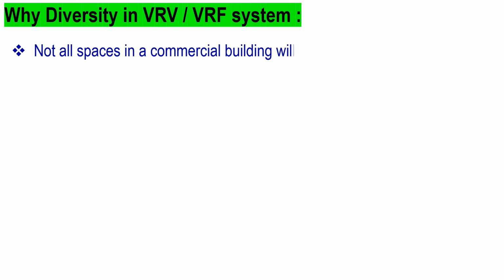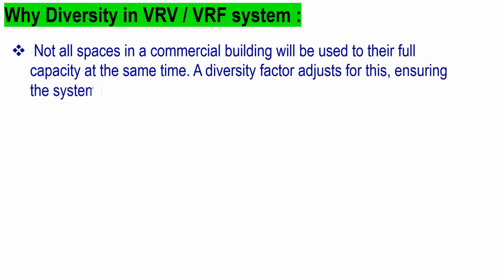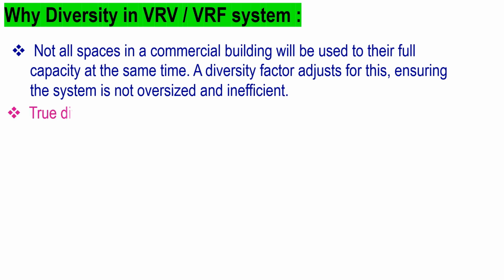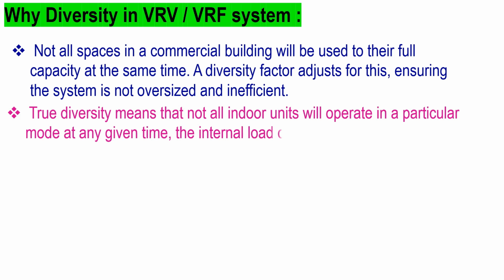Why diversity in a VRV or VRF system? Not all spaces in a commercial building will be used to their full capacity at the same time. A diversity factor adjusts for this, ensuring the system is not oversized and inefficient. True diversity means that not all indoor units will operate in a particular mode at any given time. The internal load changes during the day, so the capacity of the outdoor unit can be adjusted to fit the requirements of each indoor unit.